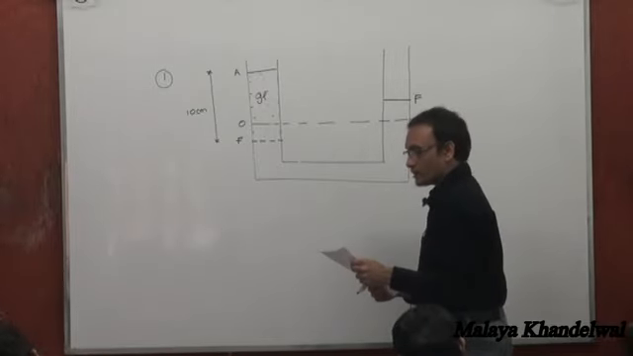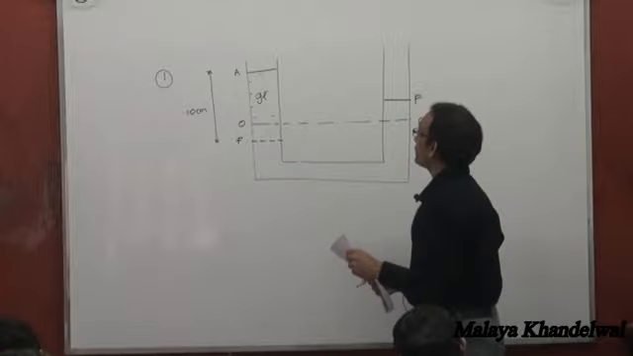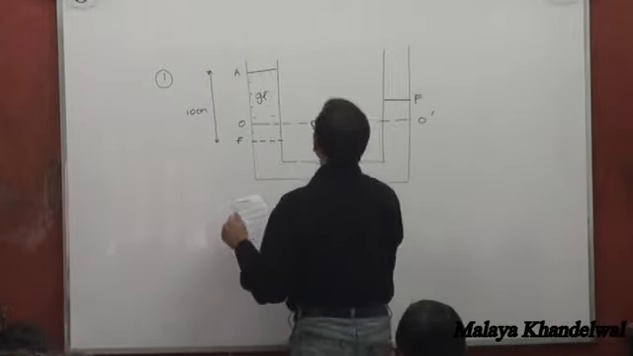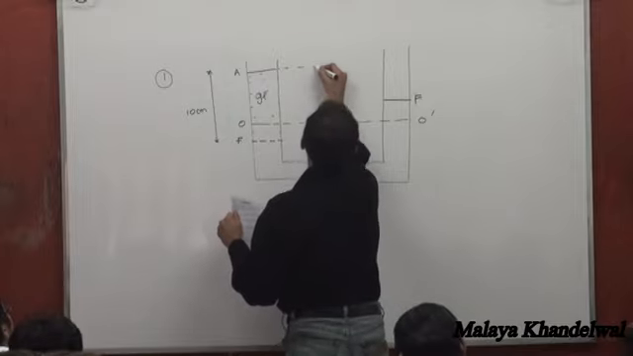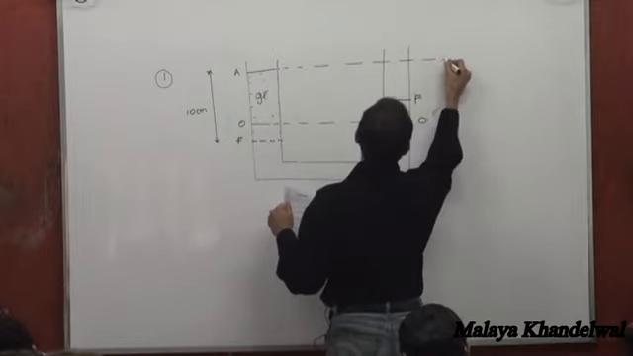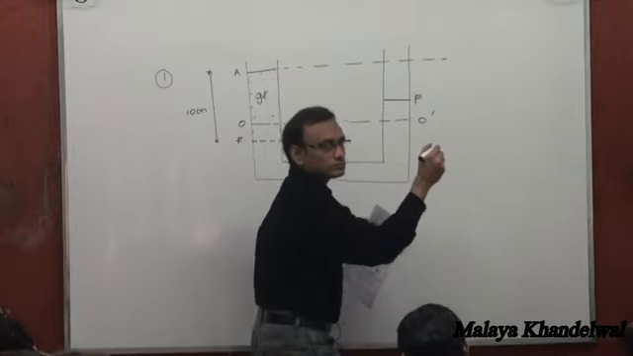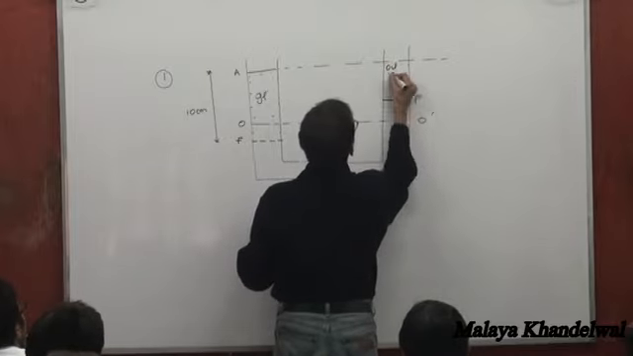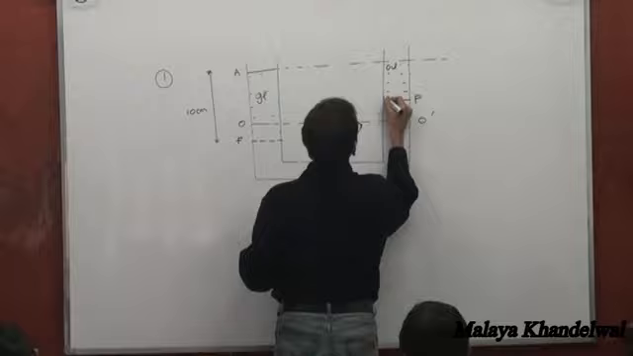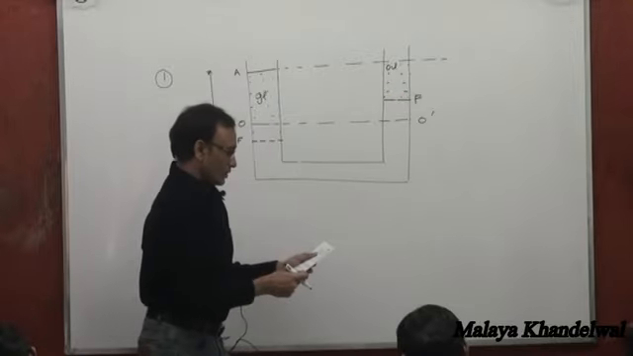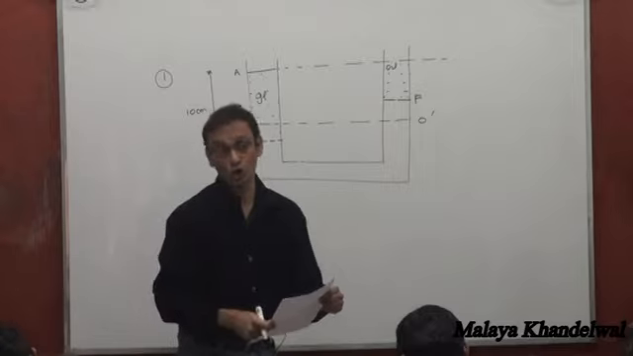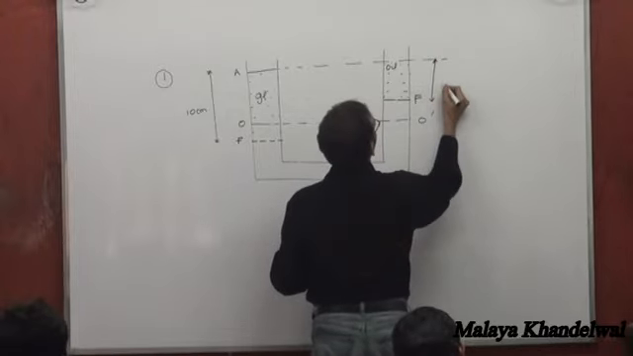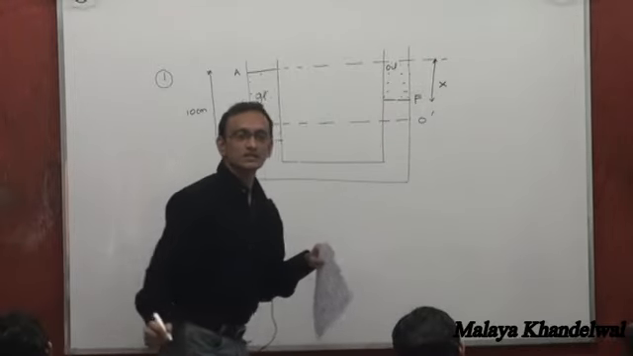Oil of density 0.8 grams per cc is poured in the other arm till such time that the upper surface of oil and glycerine are at the same level. This is the upper level of oil and glycerine common. So this is oil. You want to find the length of the oil column. Say the length of the oil column is x centimeters, right?